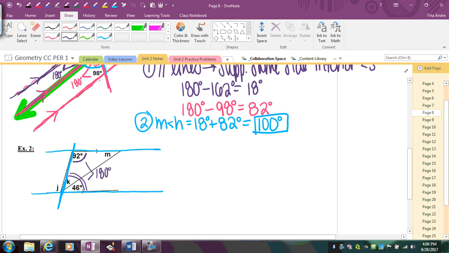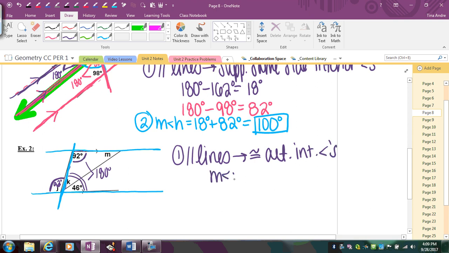I'm going to look at J though, because when I look at J, see how you have the Z shape? It's kind of extended out. That means that J is going to be congruent to that. So J is going to be 92. So I'm going to write that out. And those are called alternate interior angles. So parallel lines imply congruent alternate interior angles. So that means the measure of angle J is going to equal 92. So there's my first step.